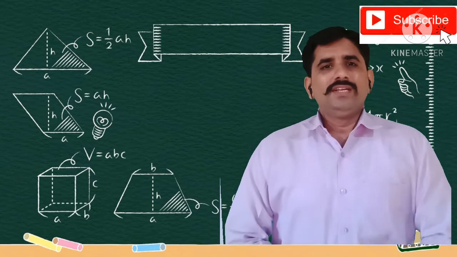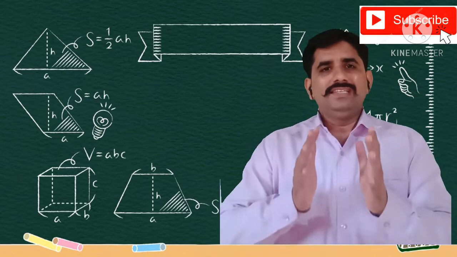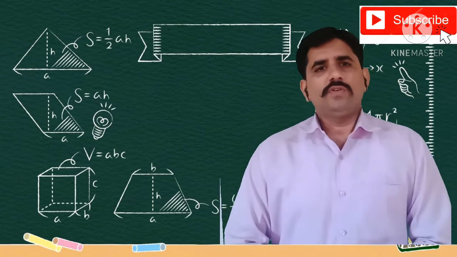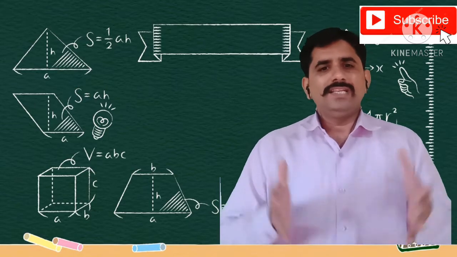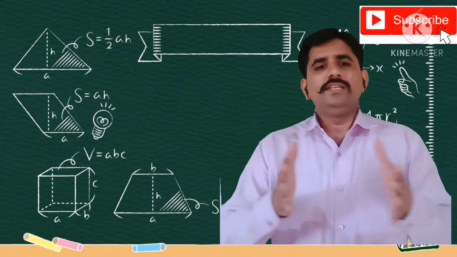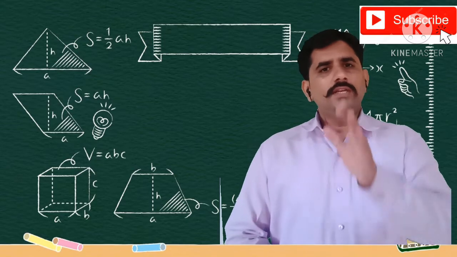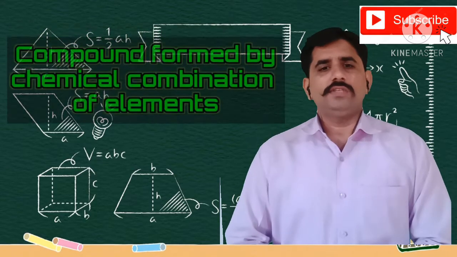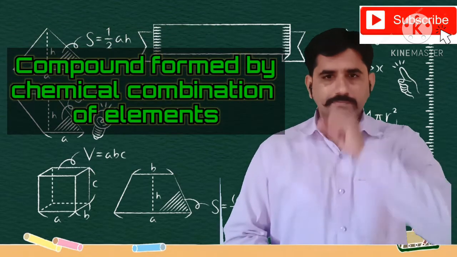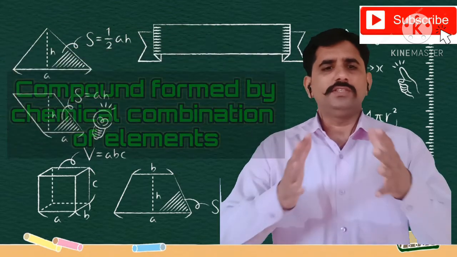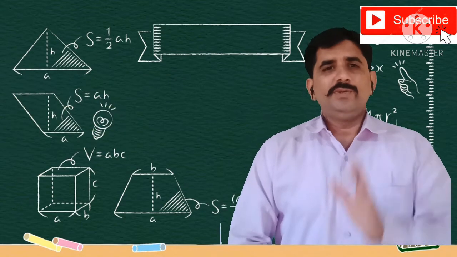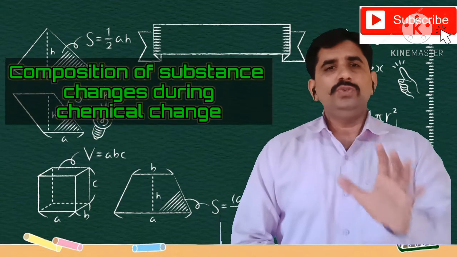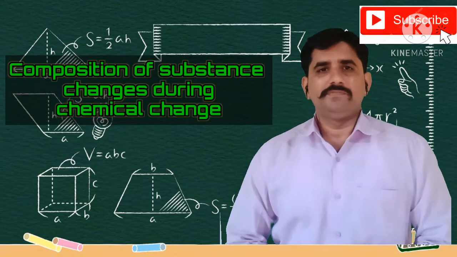As you know, Dalton's atomic theory is that the molecules of a compound are formed by joining the different elements of a compound. In previous standards, we also learned that compounds are formed by chemical combination of elements. As you know, during a chemical change, the composition of substance changes.